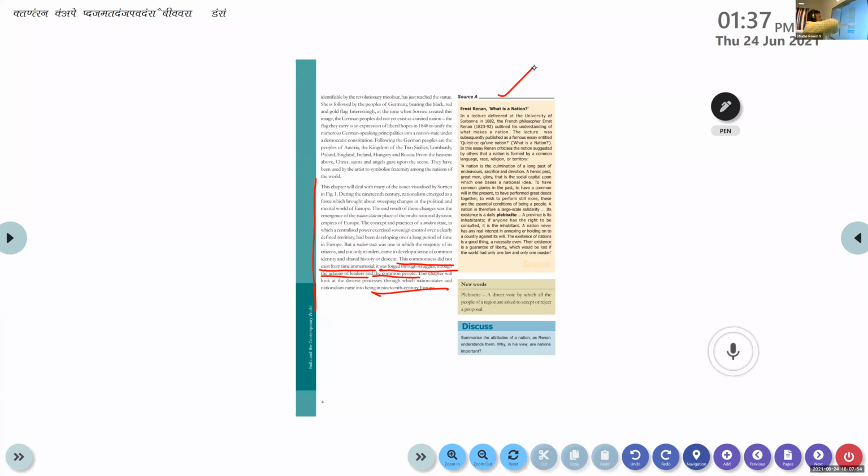Again, one source is there. We'll discuss that later. One word is there, plebiscite. That word plebiscite is from the source only. A direct vote by which all the people of a region are asked to accept or reject a proposal. Proposal, in the sense, an idea to do something. The people are asked to vote to accept or reject that proposal. That's what plebiscite is. Okay, underline. Important word. What is plebiscite? Mark that.